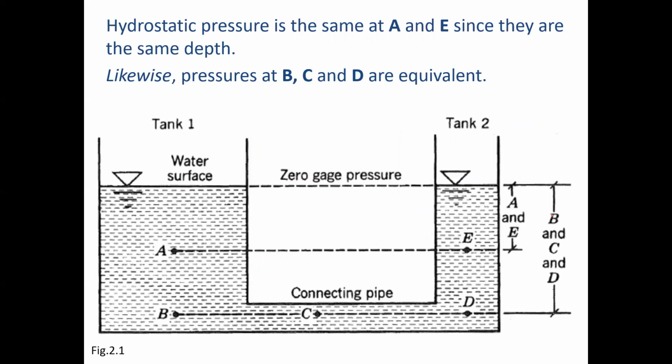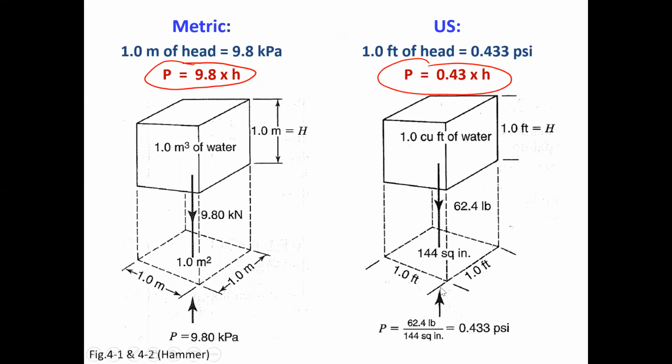So here's a good example showing water at different depths. Notice we have 2 tanks and they're connected by a pipe. Both tanks have the same amount of water in them. And so the pressure at A is equivalent to the pressure at E, and the pressure at B, C, and D are all identical as long as they are the same depth or height. All right, there's the formula.